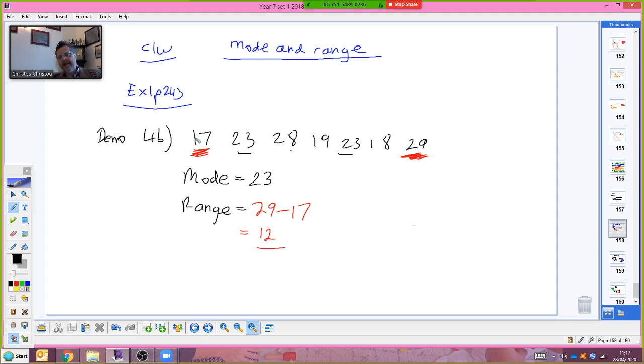If this was a group of people and this represents their ages, say, what's the most common age? 23. Yeah, 23 is the most common age. And the age range, oldest to youngest, is 29 take away 17, which is 12. So the range for the age, or age range, because we talk about age range, is 12 years.